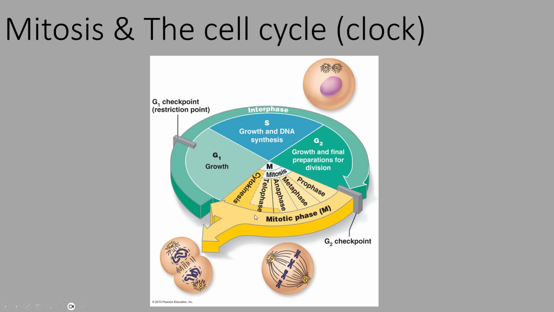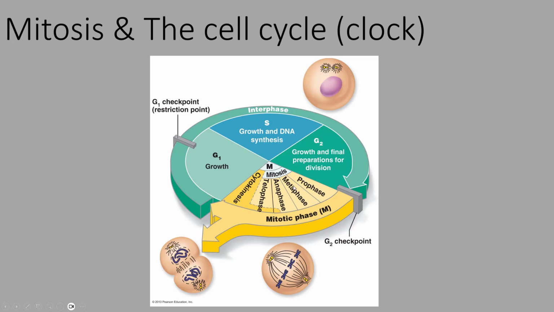Now, mitosis is the point where we're going to divide the cell from 1 cell into 2. Mitosis really is the division of the nucleus and all of its genetic material, the DNA. But we sometimes just call mitosis cell division. In reality, again, it's the division of the nucleus and the DNA.